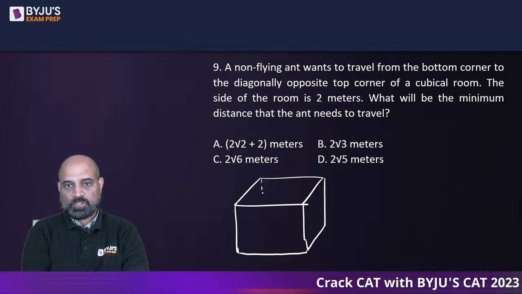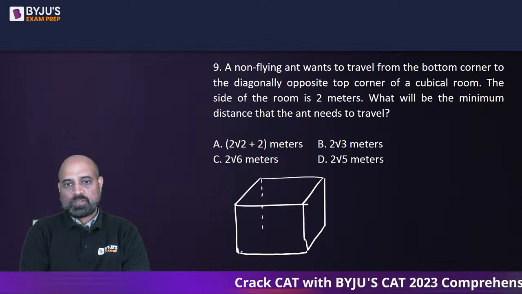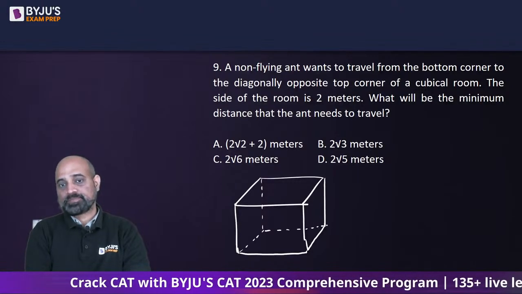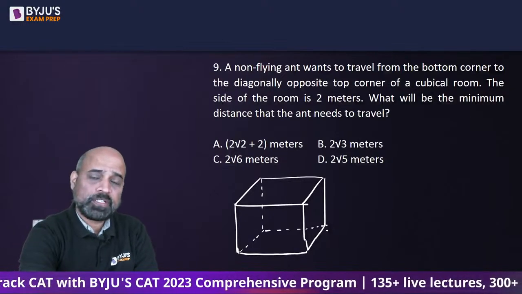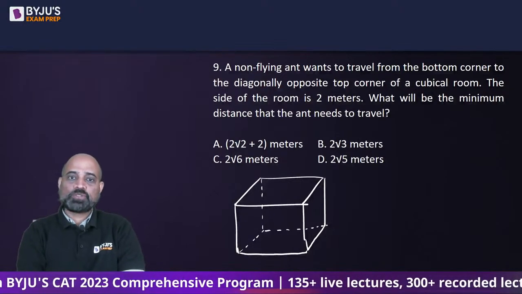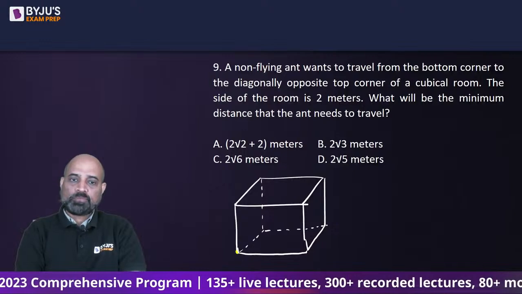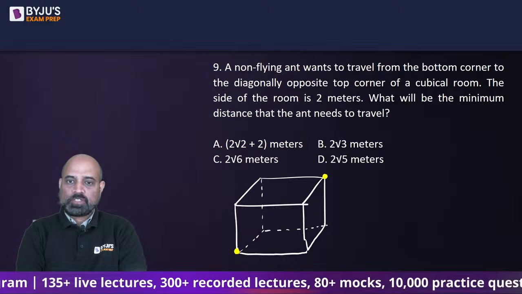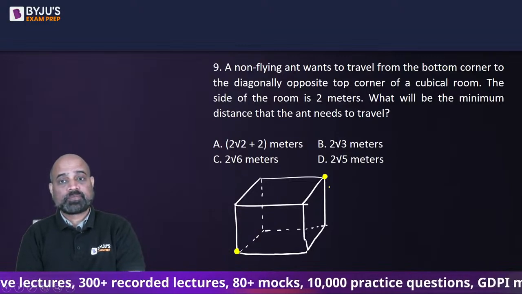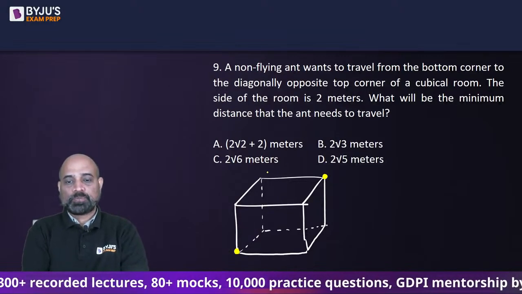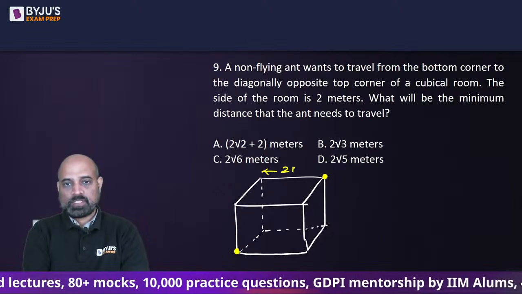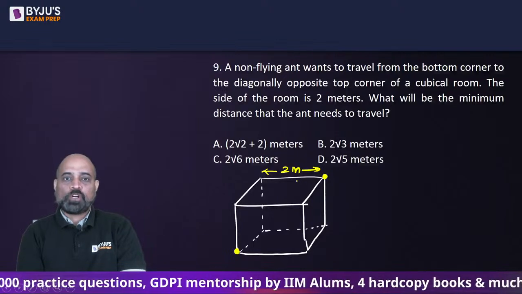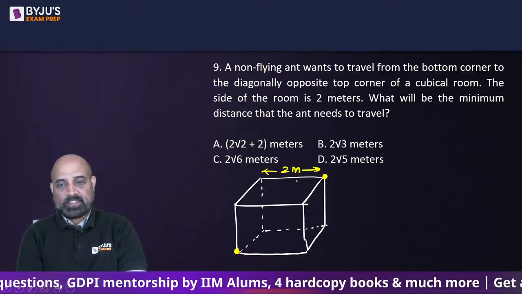So I'm drawing the dotted part, which is invisible. The dotted lines are the edges that are not visible to us. Now, as per the question, it wants to start from the bottom corner to the diagonally opposite corner of a cubicle room. The side of the room is 2 meters. Since it's cubicle, every edge is 2 meters long. What will be the minimum distance that the ant needs to travel?